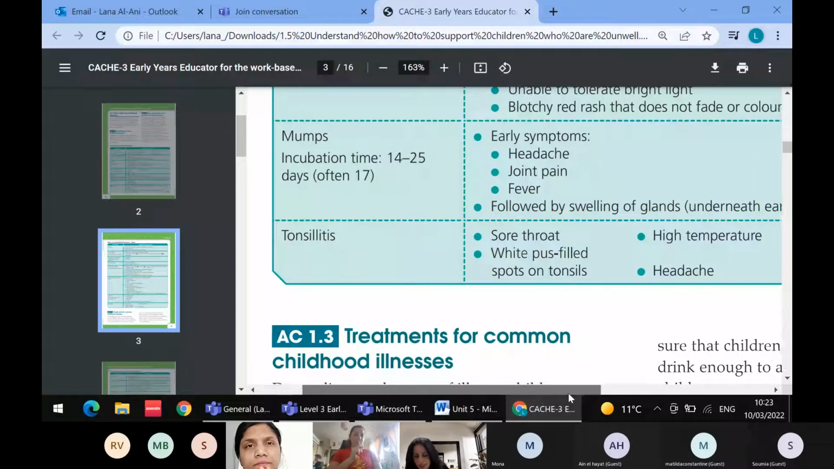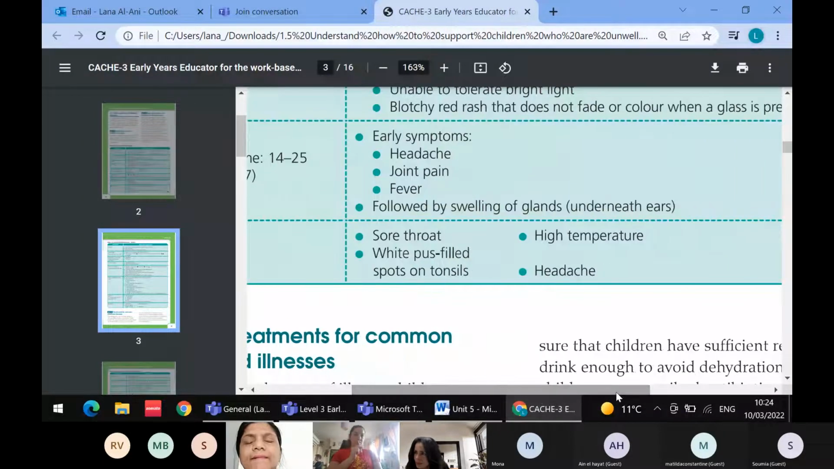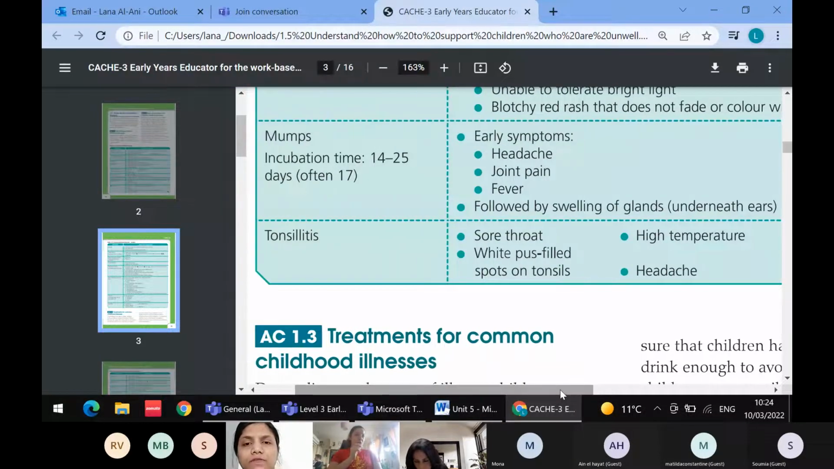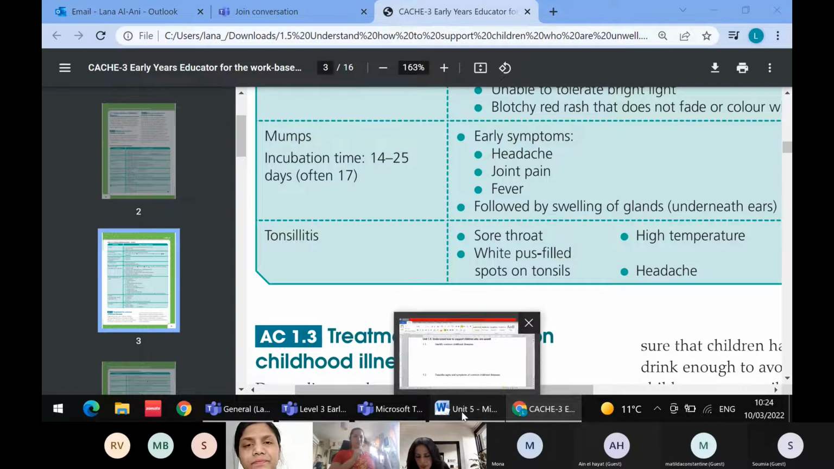How about tonsillitis? Do we know anything about tonsillitis? Yes, tonsillitis is the soreness of the throat, and there will be white spots near the tonsils. If it has pus type of spots, it means that the kid has tonsillitis. He will have high fever, sore throat, muscle ache. Very good. And also headache. Well done. Excellent. So now we are going to answer this question.